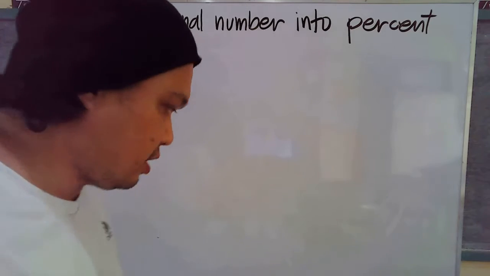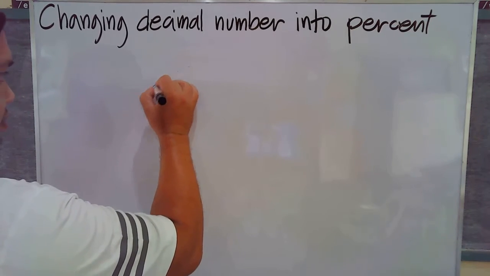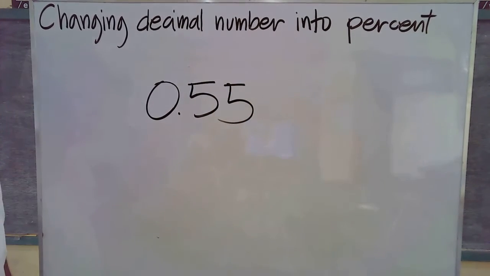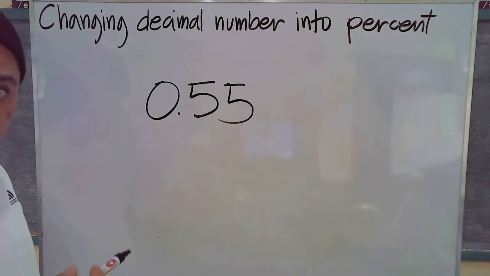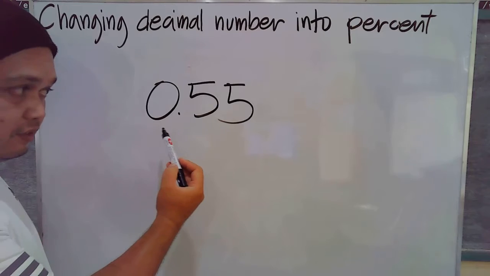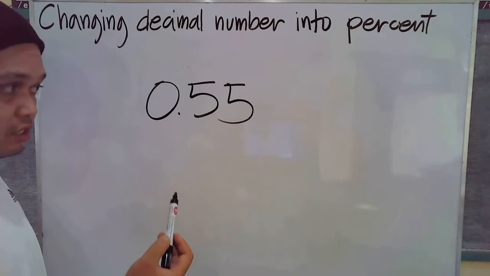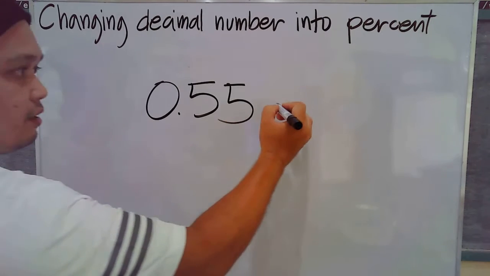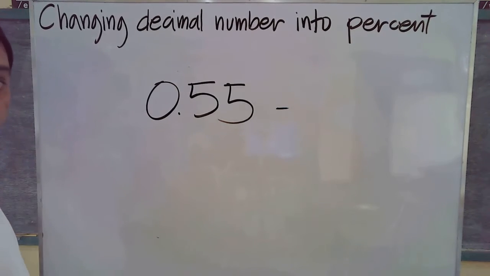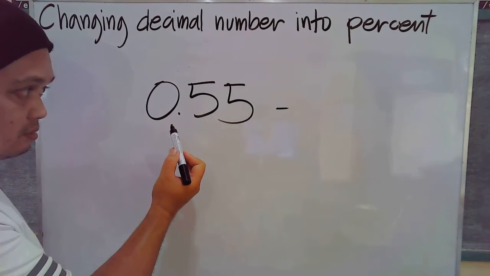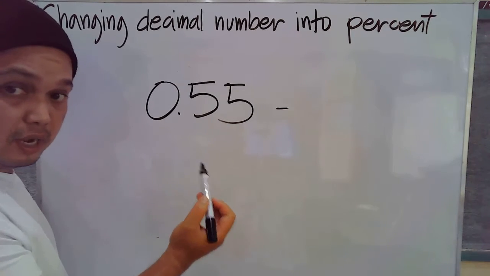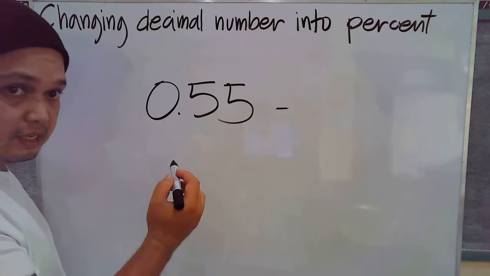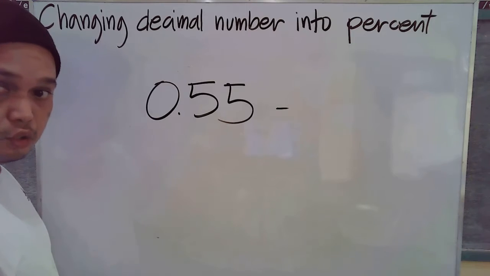Okay, so we have here, for example, a decimal number, 0.55. Now, how do we change this decimal number into percent? It's very easy. First, let's move the decimal point 2 steps to the right. Or move the decimal point 2 units to the right, drop the decimal point, and change it into percent.